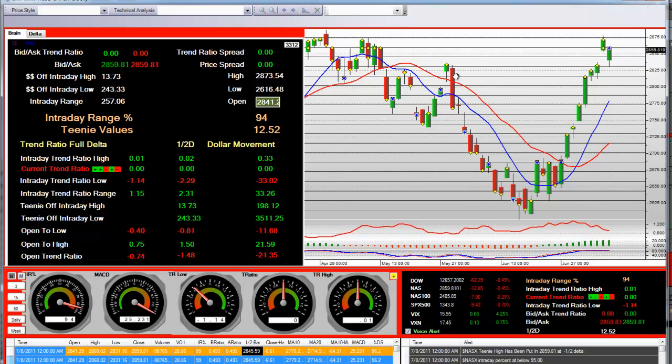What it does is it tells you how weak it is and to be short this way, and it tells you how to get long this way. We've come up to a double top. We have the jobs number.